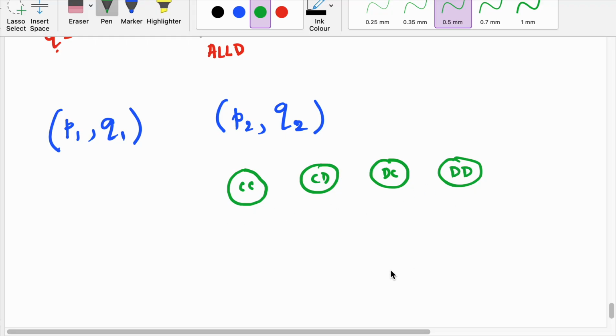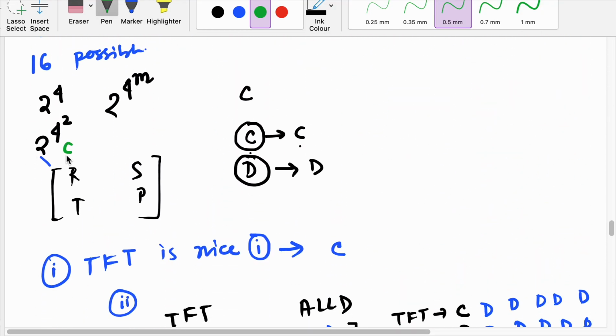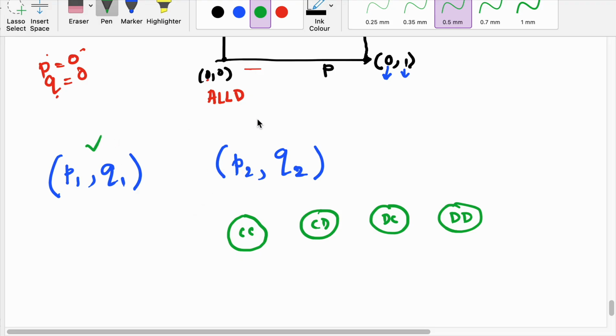Out of the four, only one state you will get, and depending upon whether it is CC, CD, DC, or DD, the player will get a payoff. Because if I go back to our payoff matrix, if the CC outcome happens, then player 1 will get R, player 2 also gets R. If the CD outcome happens, then I will get a payoff of S, and if DC happens, I will get a payoff of T, and if DD happens, I will get P.